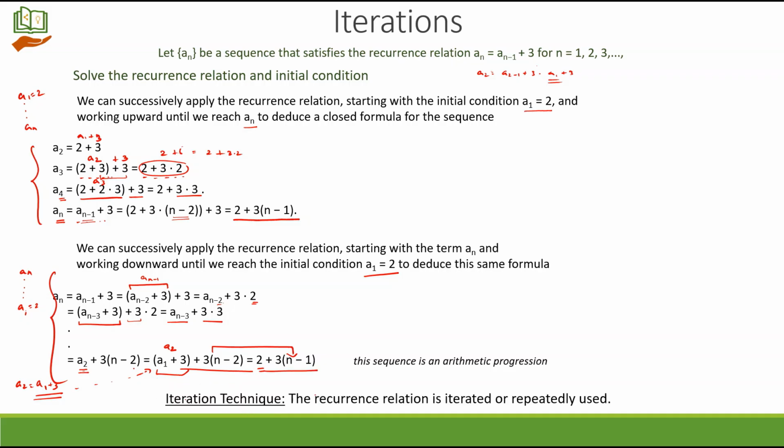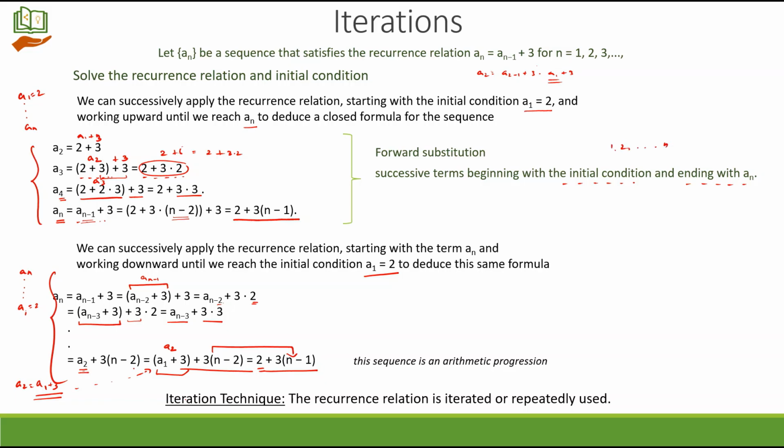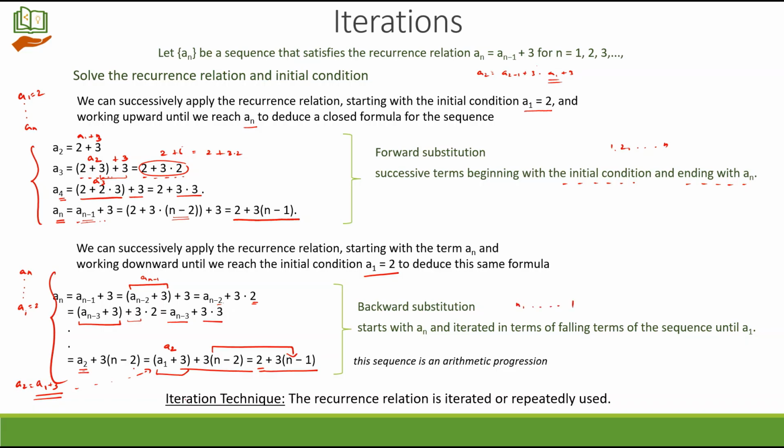What is actually the iteration technique? The recurrence relation is iterated or repeatedly used. This kind of working from A1 to AN is called forward substitution: successive terms beginning with the initial condition and ending with AN. You go in this particular order. That is what they call forward substitution. Then what about the second technique? It is called backward substitution. We are starting with the final term and moving towards the initial term. It starts with AN and is iterated in terms of falling terms of the sequence until A1.